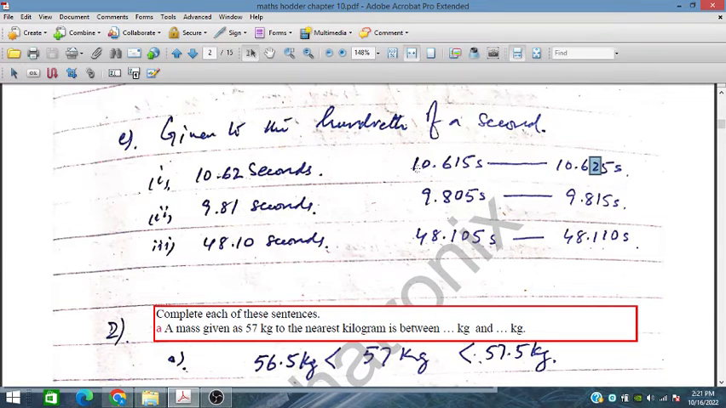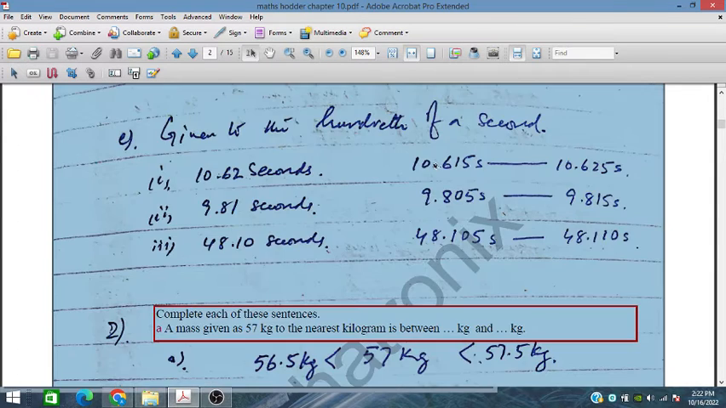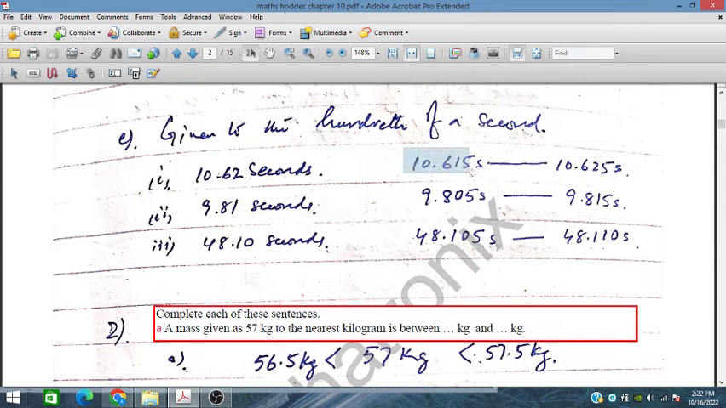So 10.62 can be written with a lower bound of this value and an upper bound of this value. Okay, so this is inclusive, this is exclusive. So 9.81 seconds can be written as this. Similarly for part 4.